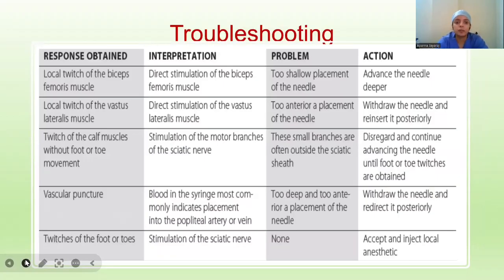Here, if you see the twitch of the biceps femoris muscle, it is due to direct stimulation. That means your needle is too posterior and too shallow. You have to keep moving forward. If you see the vastus lateralis muscle twitch, the needle is too anterior and you have to withdraw it and redirect it more posteriorly. The twitch of the calf muscle, again, means the smaller branches are stimulated. You disregard and continue advancing the needle to see a foot or the toe twitches. If the foot or toe twitch is obtained, that is the ideal response. The best response is inversion. Like we said before, you accept and inject the local anesthetic.